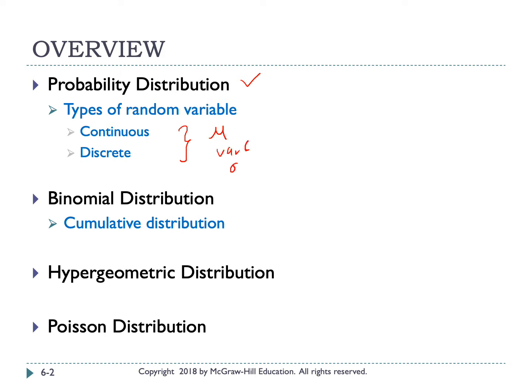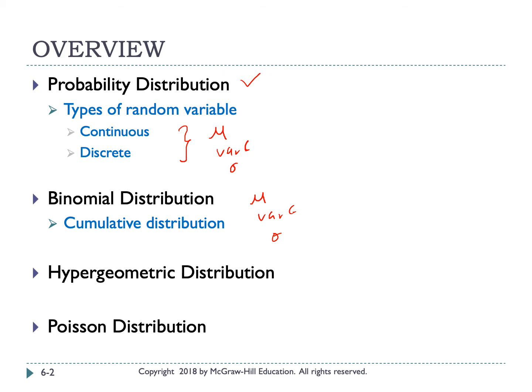Okay, the second one we will talk about binomial distribution. Under binomial distribution we also will compute the mean, variance as well as standard deviation, and we will also focus on the cumulative distribution. And the next one we will talk about hypergeometric distribution, and the last one is Poisson distribution.